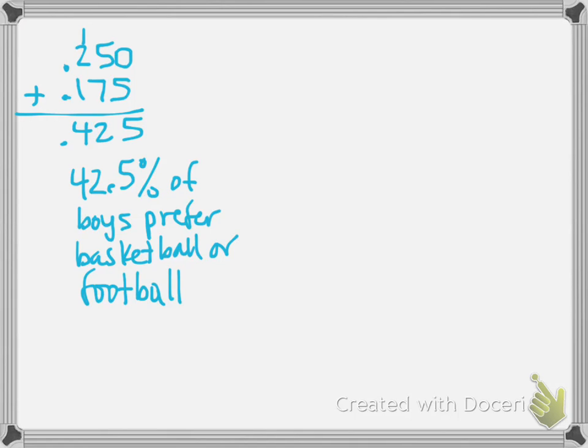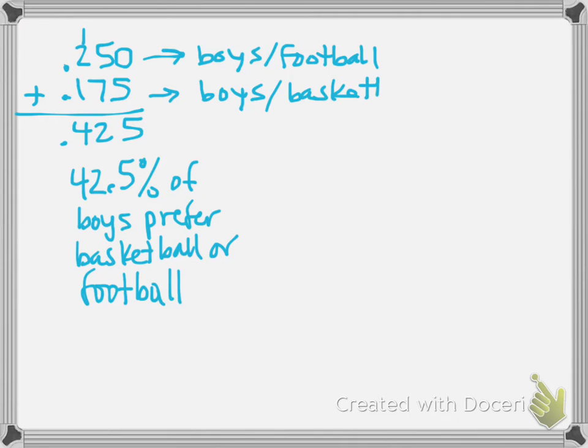Now, it's not saying 42.5% of all the kids, but it's 42.5% of all the boys who voted. This would be their preference. So remember, this represented the boys who preferred football, and the 0.175 would be the boys who prefer basketball. And this is now where we can start getting data that we can communicate with other people, now that we understand this idea of joint and marginal and relative frequency. Okay?